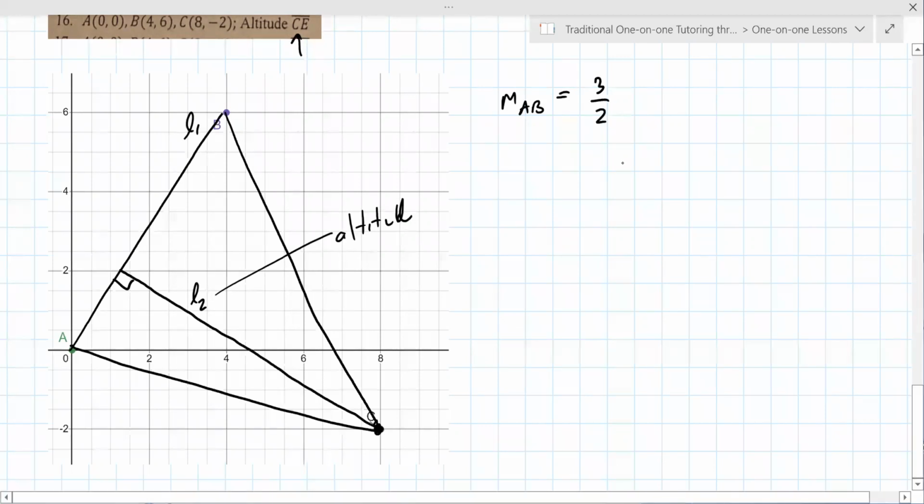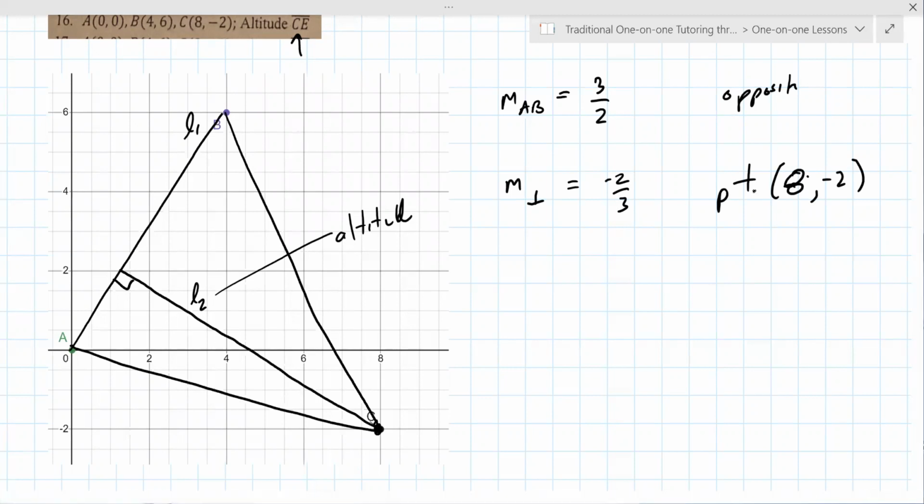3 over 2, perfect. And we want the perpendicular slope to that. So that would be negative 2 over 3. Negative 2/3, good. And then the point that we use is point C. It's the one that the altitude goes through. So we use the point 8, negative 2. So we're using the point it's coming from. Yes, because you don't know the point down here.